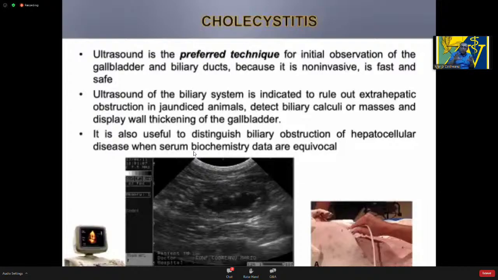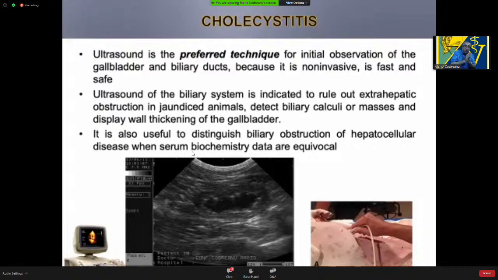The ultrasound examination of the biliary system is recommended and indicated to rule out extrahepatic obstruction in case of jaundice, to detect the presence of biliary stones, and to detect the presence of masses at the gallbladder level, the liver level, and so on. It also displays the most characteristic and specific sign, the wall thickening of the gallbladder. It's also very important for the diagnosis.